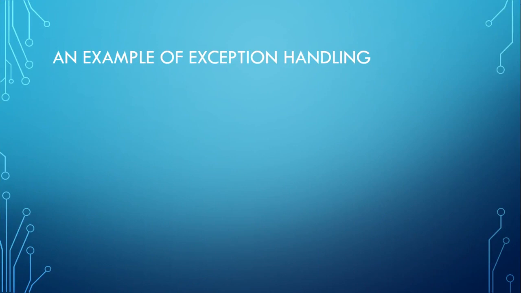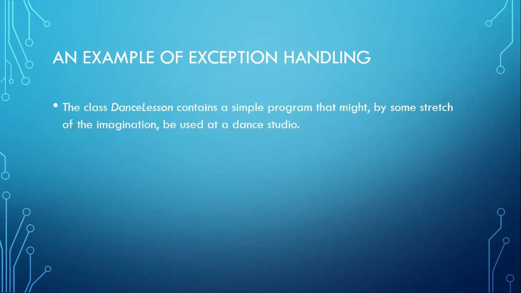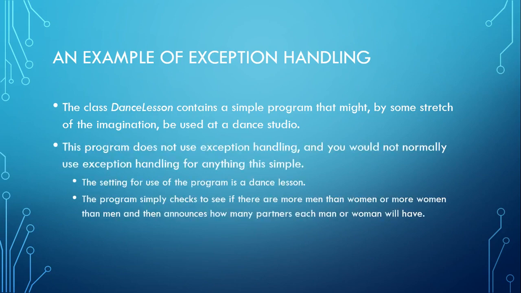All right, let's look at an example of exception handling. In our class DanceLesson, it contains a simple program that might, by some stretch of imagination, be used at a dance studio. This program does not use exception handling, and you would not normally use exception handling for anything this simple. The setting for use of the program, of course, is a dance lesson, and what the program does is simply check to see if there are more men than women or more women than men. Then it announces how many partners each man or woman will have.